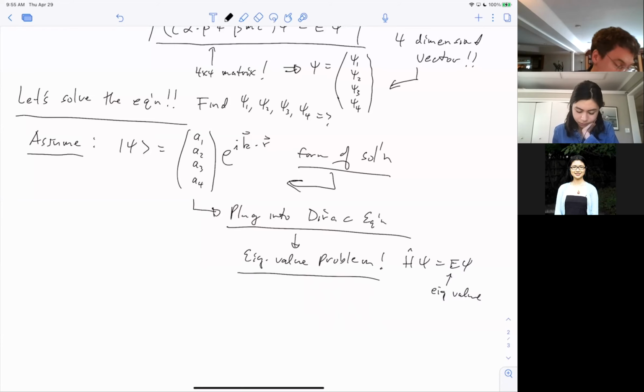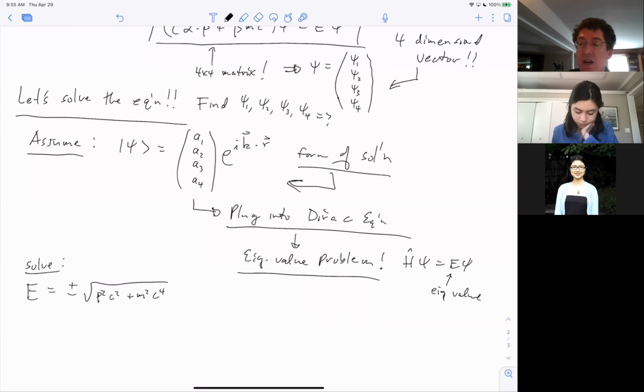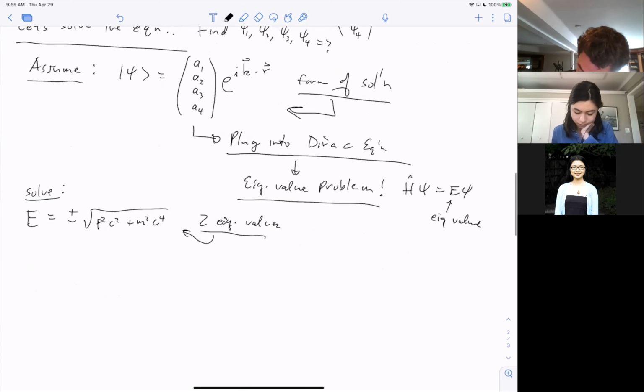And so when you solve the eigenvalue problem, which we did in class, you find that E equals plus or minus the square root of P squared C squared plus M squared C to the fourth. And it was not hard. It was just some tedious algebra, but it was not hard. You guys can do it. It's not beyond you. And so there's two eigenvalues, which we'll call plus and minus.